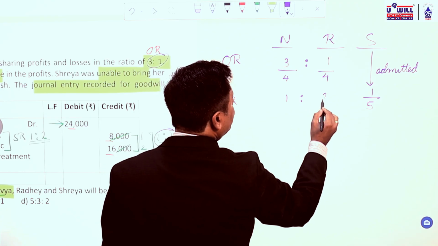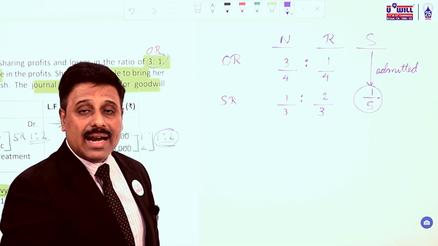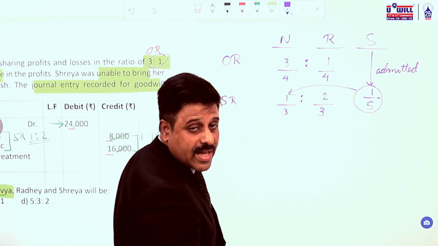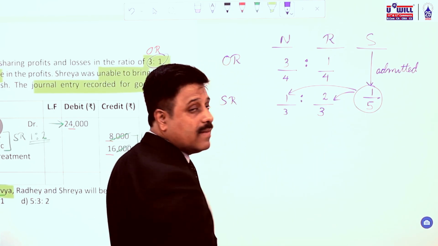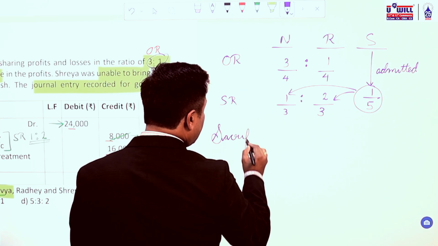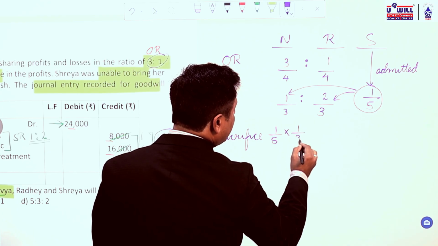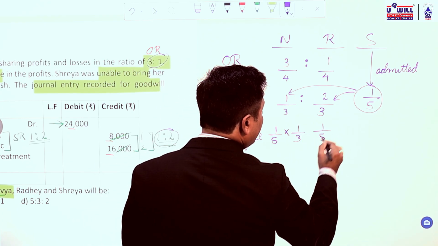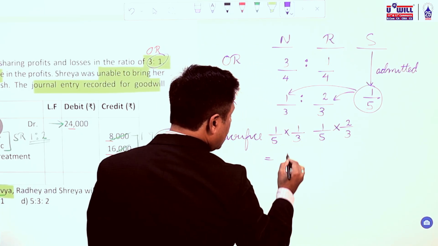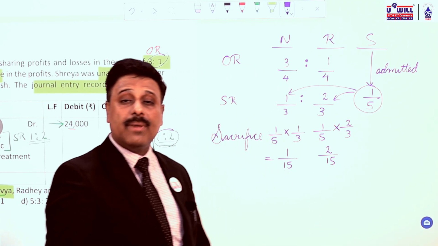Now, what is the sacrifice ratio? 1:2. 1 plus 2, 3. 1/3, 2/3. Means this 1/5. How are Navya and Radhe going to sacrifice? 1/5's 1/3 will be given by Navya and 1/5's 2/3 will be given by Radhe. So what will be the actual sacrifice of Navya and Radhe? 1/5 into 1/3 will be given by Navya. 1/5 what Shreya is going to get into 2/3 will be given by Radhe. 1/15, 2/15 will be the actual sacrifice of both the partners.